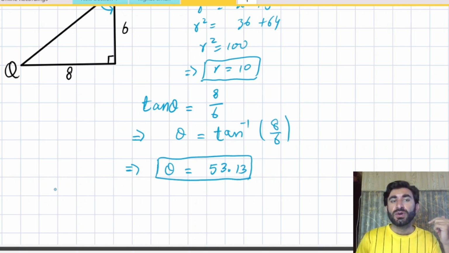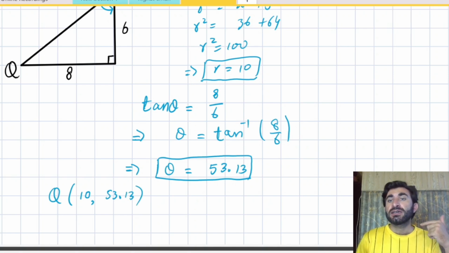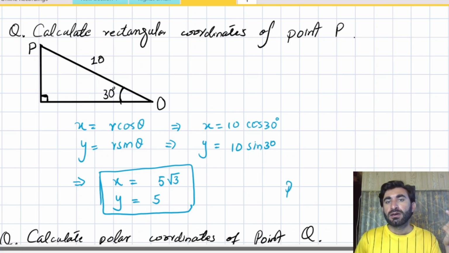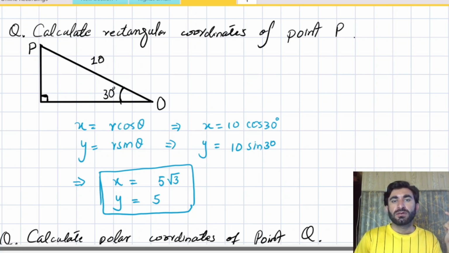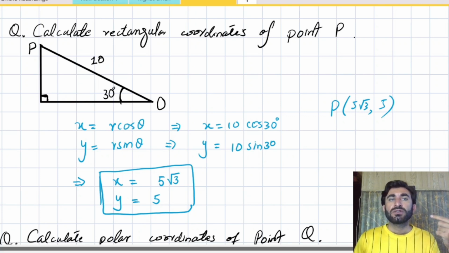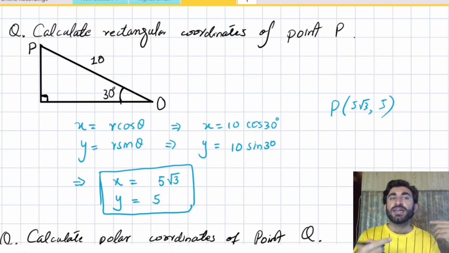So I can write Q as (10, 53.13), and similarly we can also write the above point P as x was 5 times square root of 3 and y was 5. So this is the method to calculate the rectangular and the polar coordinates of any point, and changing between the rectangular and the polar coordinates.